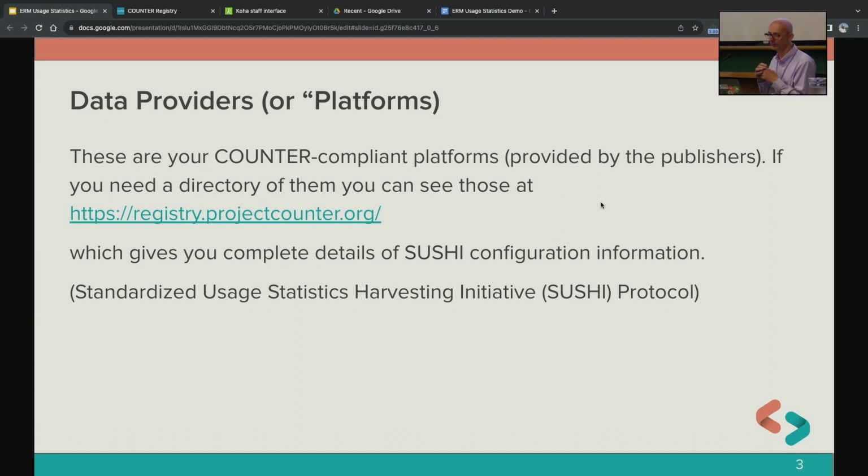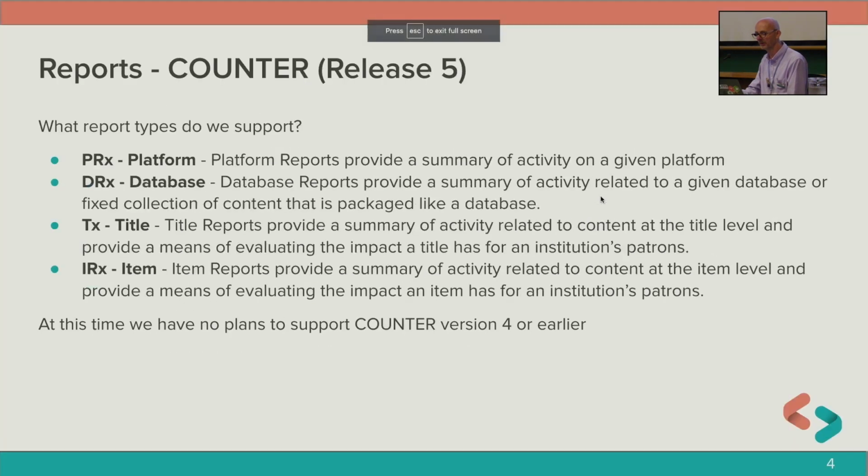SUSHI stands for the Standardized Usage Statistics Harvesting Initiative, which slips off the tongue beautifully. It's really a mechanism to automate the gathering of those COUNTER statistics into a system. It gives you an API endpoint where you can go and grab those statistics. The other half of it is the ability to actually report on those statistics. That's hugely important because libraries more and more are questioning the value of the electronic resources they're purchasing. Are we actually having users engaging with these platforms, and are we getting value for money out of them?